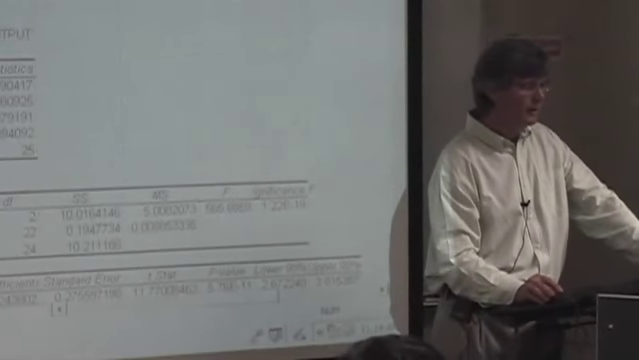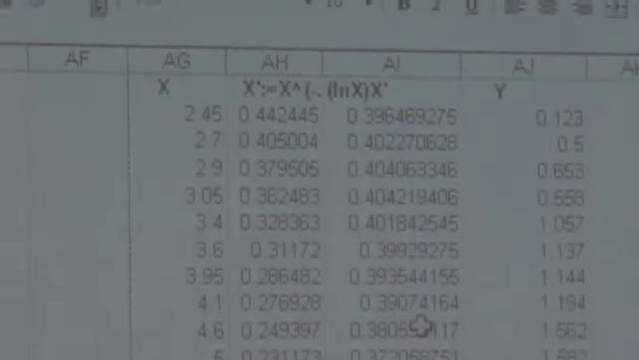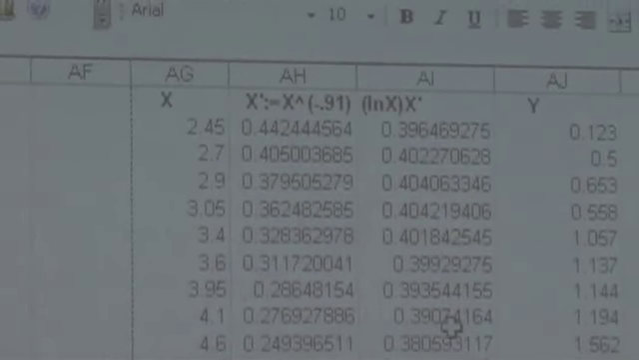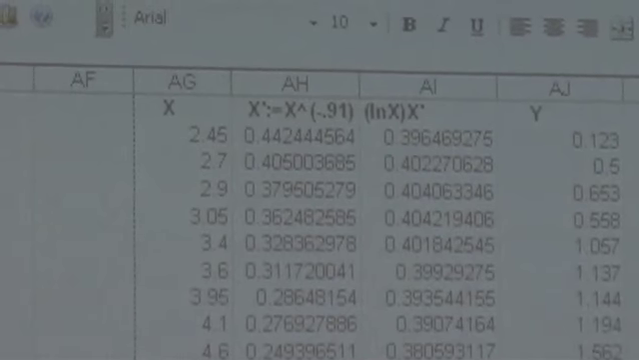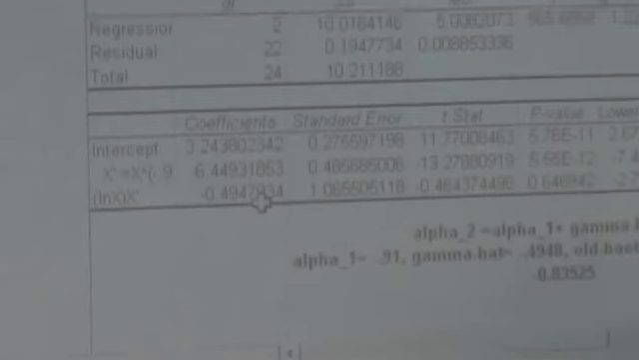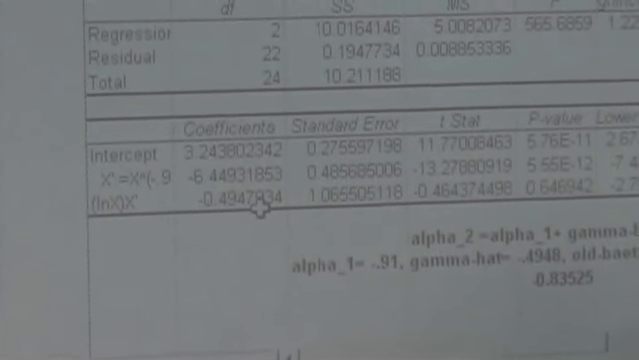Okay. All right. So what am I going to do? Now I have to do the multiple regression on x prime, and log x times x prime. X prime was x to the negative 0.91. Now it's log x times x prime. And I obtained the simple linear regression there, and I get my gamma hat now is negative 0.49. That hasn't changed that much. It was negative 0.46 before.